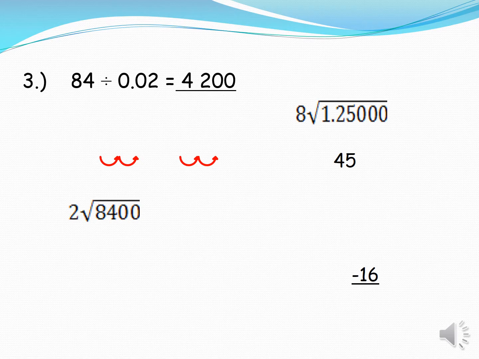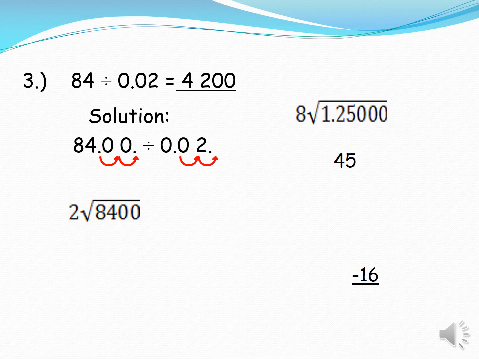Example number 3. We have 84 divided by 2 hundredths is equal to 4,200. So let us have our solution. Move the decimal point of the divisor twice to the right, so that it becomes whole number 2. Now our dividend is a whole number, so the decimal point of a whole number is at the right side of the ones place. So move it twice to the right so we can affix zeros to complete the number of places. So we have now 8,400. So 8,400 divided by 2.